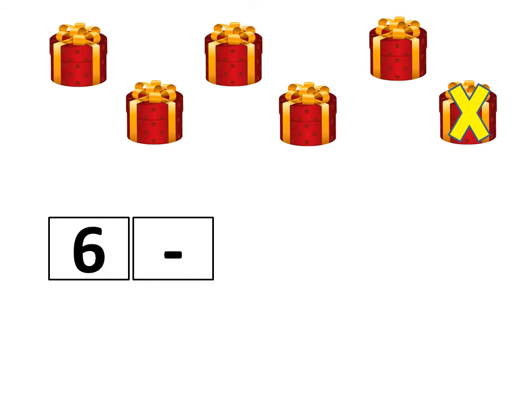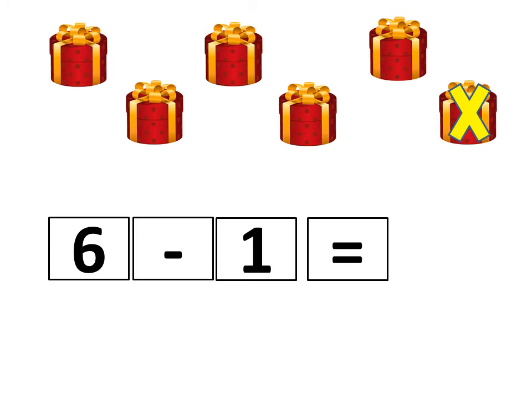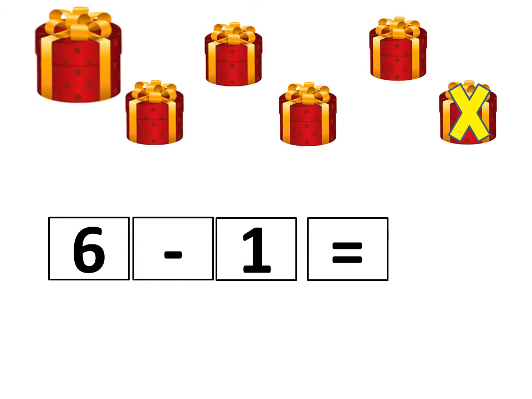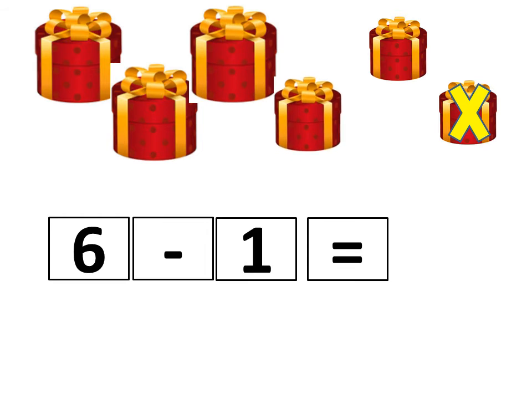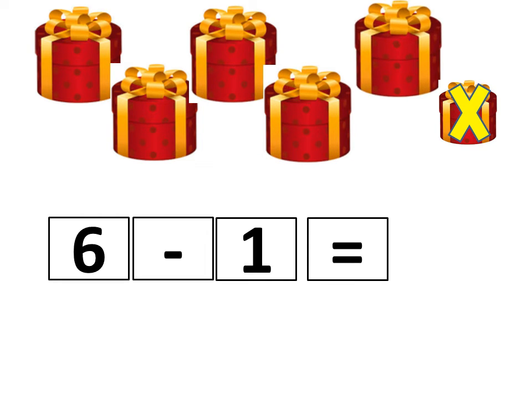Look at the picture. What is the total number of the gift? Very good. We have 6 gifts and we are going to remove 1. 1 gift and the answer is, let's count. 1, 2, 3, 4, 5. So the answer is 5. Let us read the subtraction sentence. 6 minus 1 equals 5.